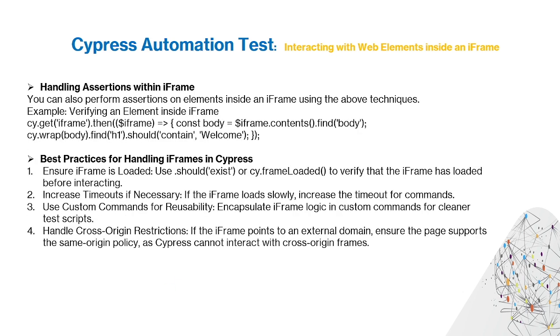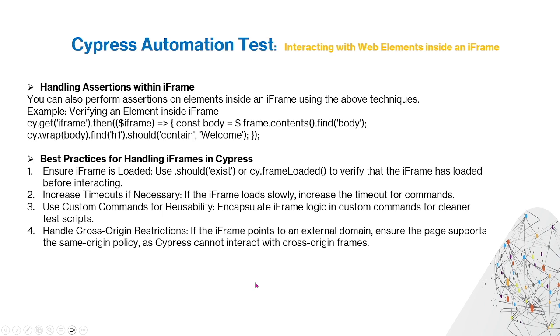Handle assertions within the iframe. You can also perform assertions on web elements inside an iframe. Use the above techniques to verify elements inside the iframe. You can use this code. Next, here is the iframe, find the web element h1, and this h1 should contain the welcome text.